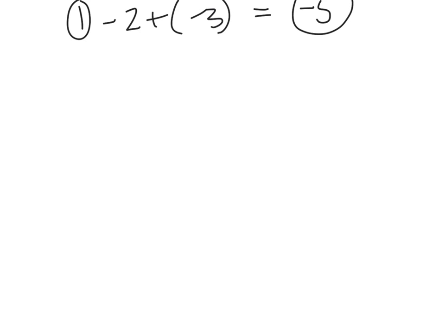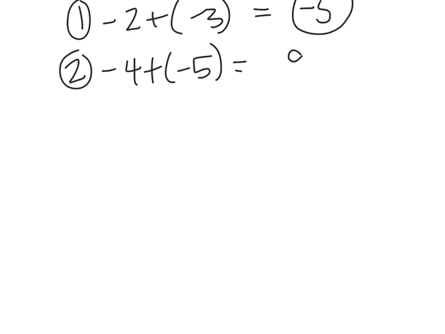Okay, so on the back of the picture, you have some problems. So, question number 1 is negative 2 plus negative 3. Okay, so they are the same sign, so you're going to add them. Negative 2 plus negative 3, you add them, and then you keep the sign. Number 2, negative 4 plus negative 5. Same deal, same sign sum. You add the numbers, and you keep the sign.